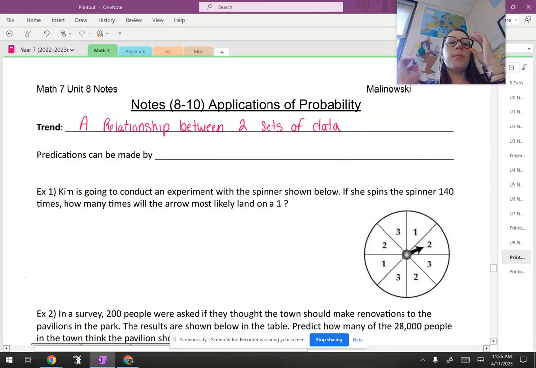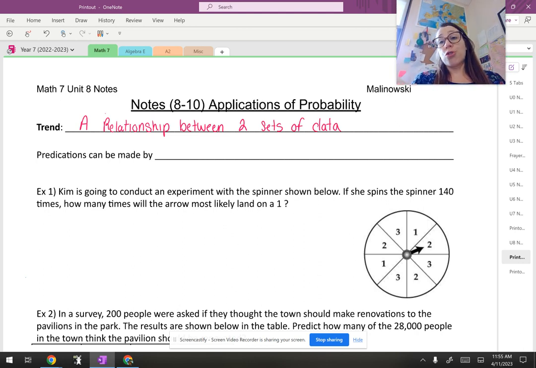All right, so we're looking at Math 7 notes for applications of probabilities. So, first off, we're starting with the definition of a trend. And a trend is just a relationship between two sets of data or between two things. Trend, if something's trending on the internet, that means that it's getting a lot of views and it's getting a lot of interaction from people. It doesn't have to always be positive. You could be trending downward, right?